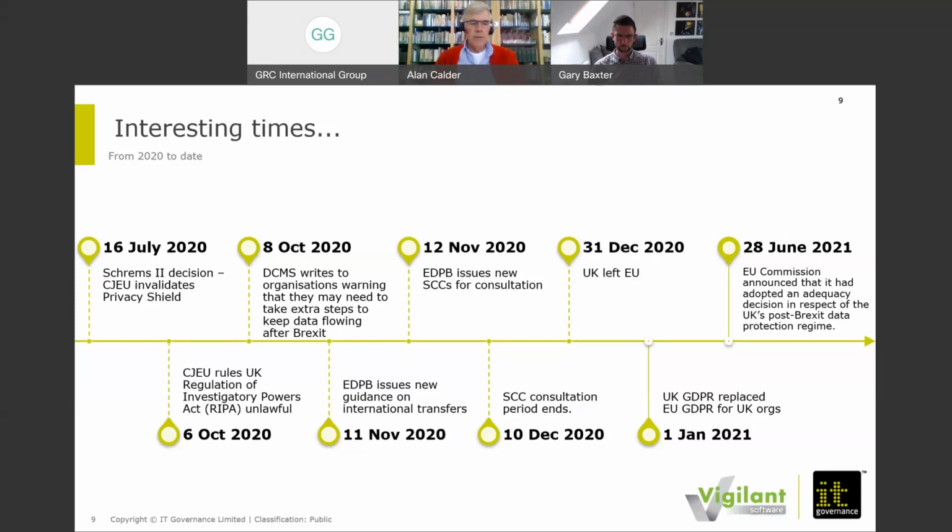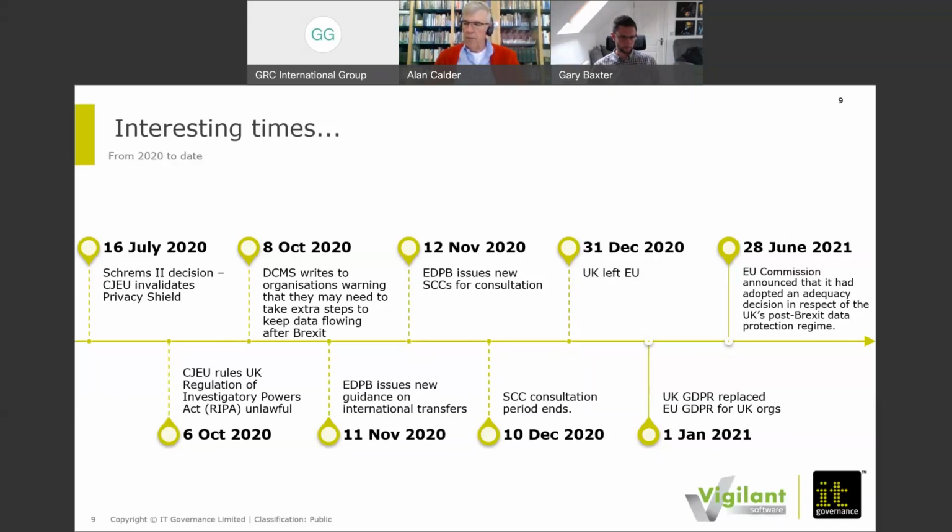And the Court of Justice of the EU decided that the Privacy Shield was invalid, and as a result, it has not been possible to move data between the European Union and America without putting in place alternative mechanisms for keeping data flowing after Brexit.